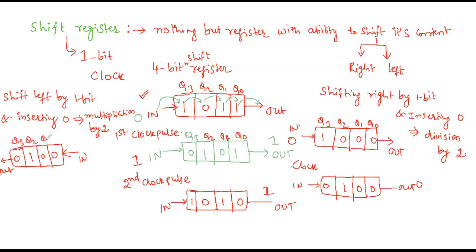Q3, Q2, Q1, Q0. 0, 1, 0, 0, nothing but 4. Now insert 0 and apply clock pulse. Apply clock, then 0 will be inserted into the Q0. Q0 value will be inserted into Q1. Q1 value will be inserted into Q2, Q3, like this.